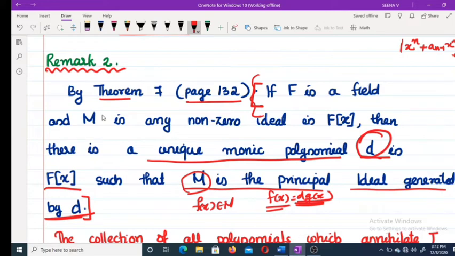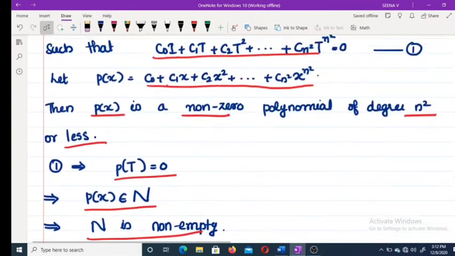M is a principal ideal generated by d. You can write d equal to some r(x). Then M is equal to the ideal generated by r(x). This is the notation. That means every element in M you can write as a multiple of this d equal to r(x). That means if f(x) belongs to M, then you can write f(x) as d times some g(x), or as r(x) times g(x).